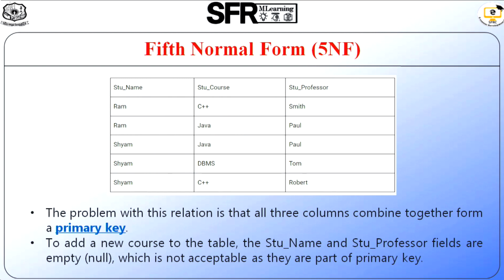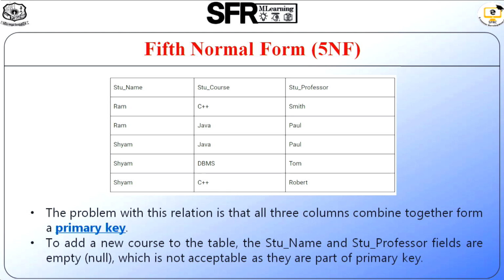In this table, the problem is that all three columns together are taken as the primary key, because student name alone cannot be the primary key, and student course and student professor also cannot be the primary key. So these three attributes together form the primary key. When you add new data to this table, if you place null values in any of the attributes, it is not acceptable for the primary key. So it violates the rule of 5NF.